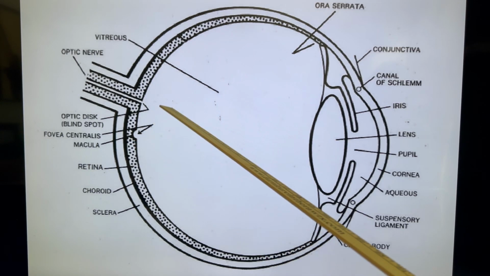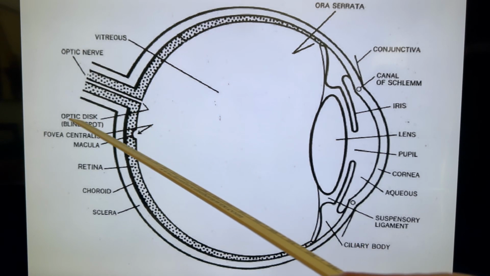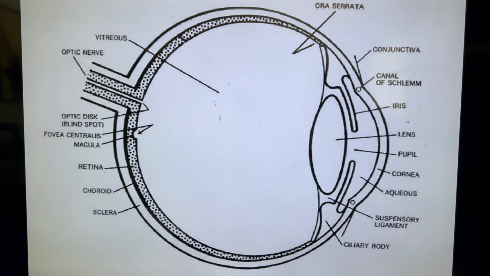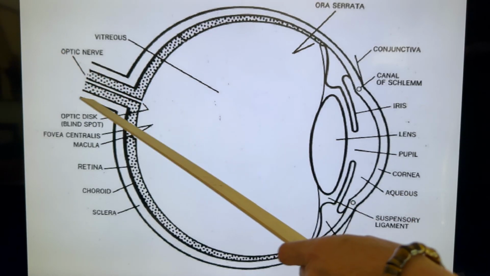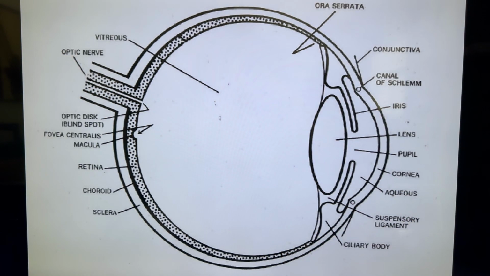Then here in the back, we have the optic disc. The optic disc is where the ganglion cell axons exit the eye. There are no photoreceptors. It is a blind spot. And around that we have the optic nerve. The optic nerve is a bundle of fibers. It funnels information from the retina to the occipital cortex in the brain via electrical impulses.